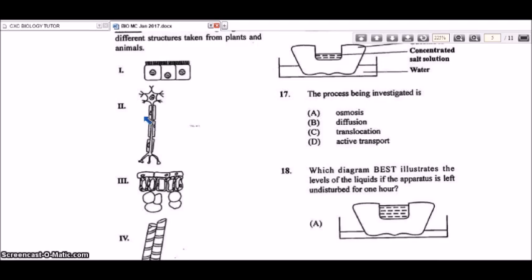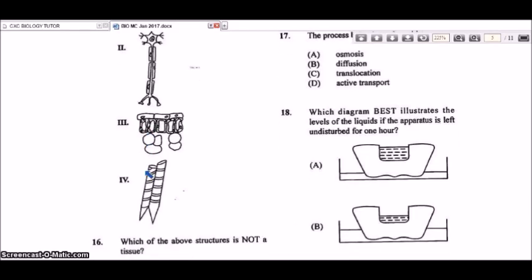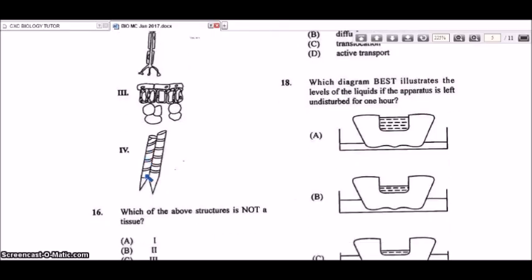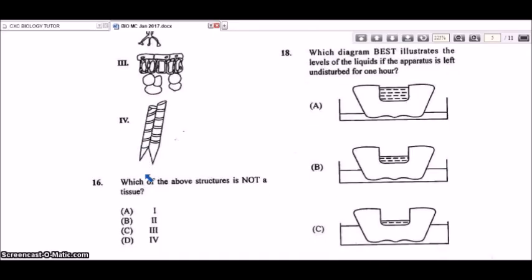So the epithelial cells form the epithelial tissue. 2 is just a cell, a motor neuron. 3 is looking at a group of cells from the dicotyledonous leaf. And 4 is looking at some muscle cells, which will form muscle tissue. So remember, tissue is a group of cells that work together to perform a particular function. So out of those, the only structure that is not a tissue would be 2, which is the motor neuron. So B will be the correct answer.